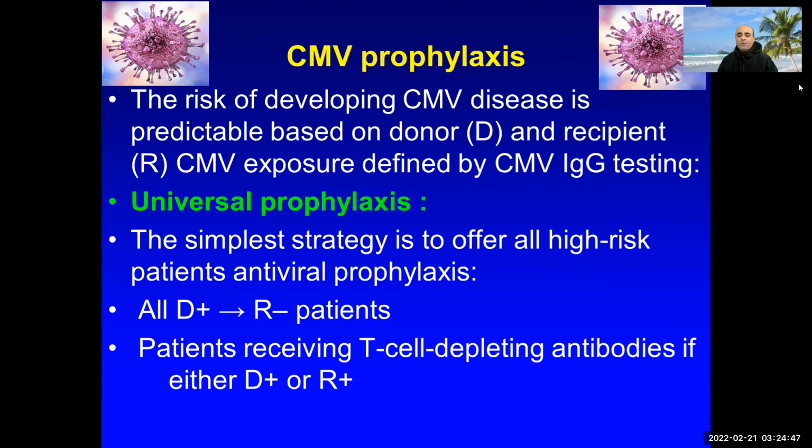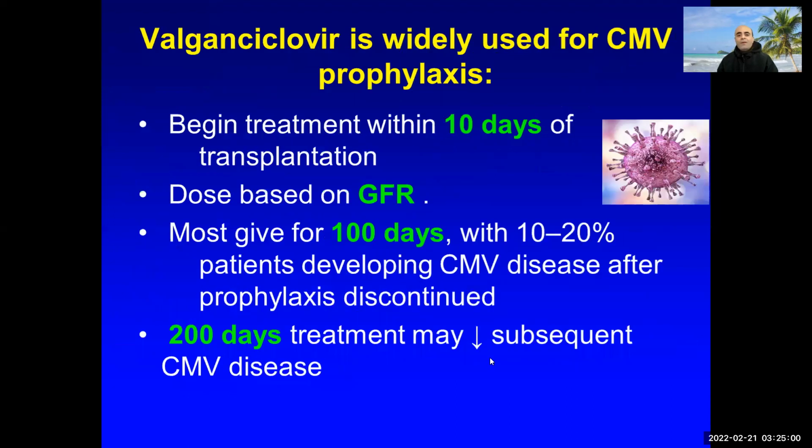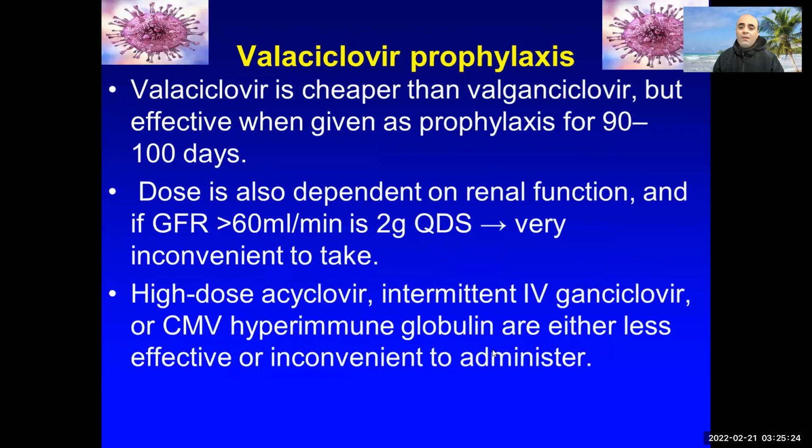Universal prophylaxis, as we mentioned: all donor positive, recipient negative should receive it for at least 6 months. If donor positive, recipient positive, you should give 3 months, especially with ATG induction. Valganciclovir is widely used for CMV prophylaxis. Begin treatment within 10 days of transplantation. Dose based on specific GFR, most given for 100 days, with 10 to 20% of patients developing CMV disease after prophylaxis is discontinued.